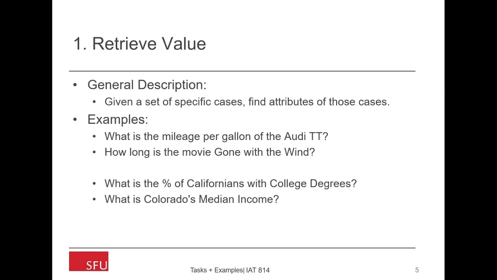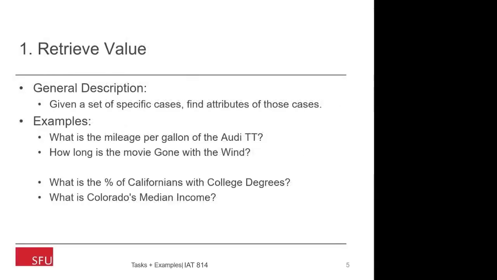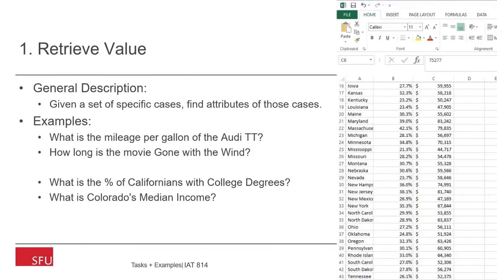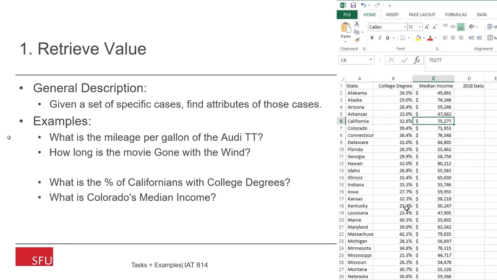And now what we're going to do is show an Excel example of doing that. So there's Excel now, and we'll just scroll up to the top of this. So this is, once again, the college degree by state and median income by state data.